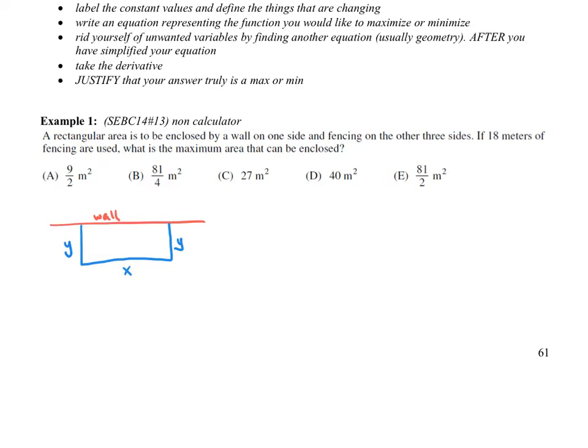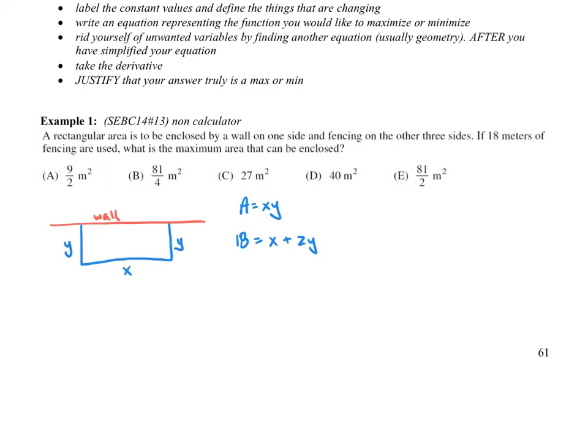We know that the area of this situation is going to be simply x times y, one side of that enclosure by the other side. We also know that 18 meters of fencing is used, and based on our diagram we have one x side and two y sides. That would be an equation that relates the amount of fencing that we have available.